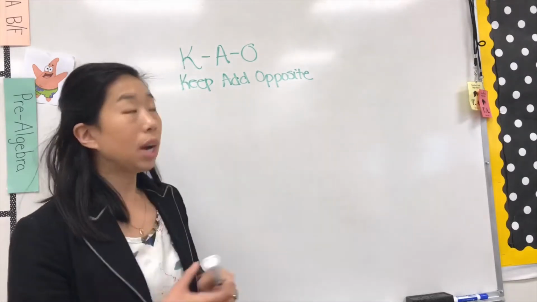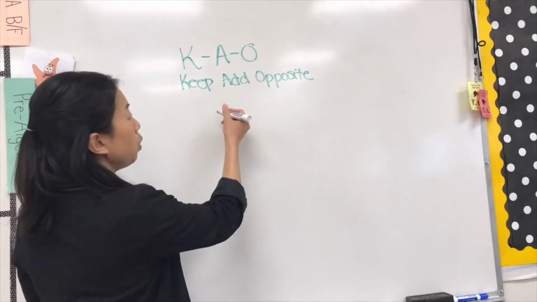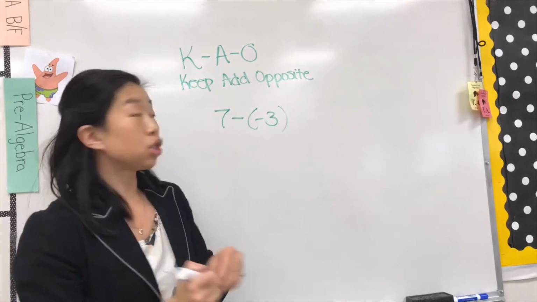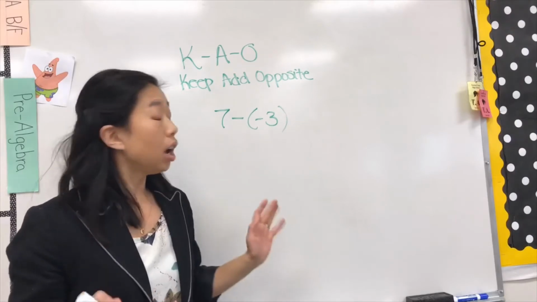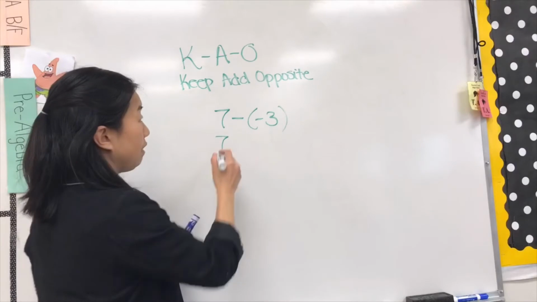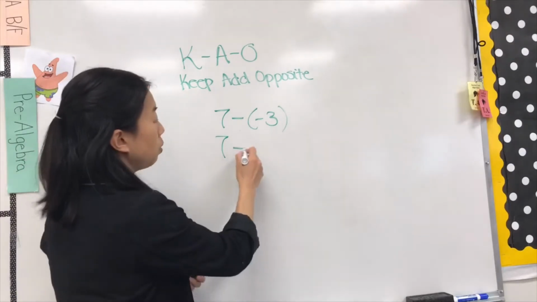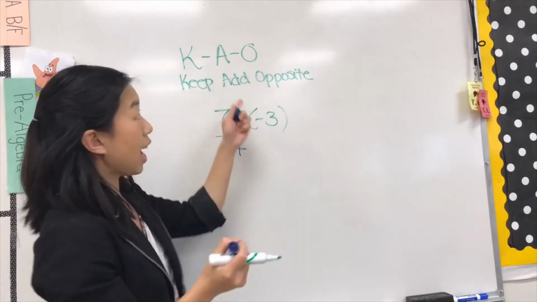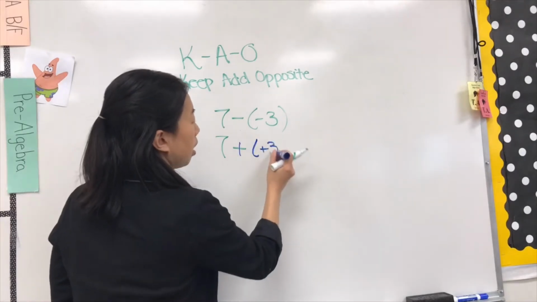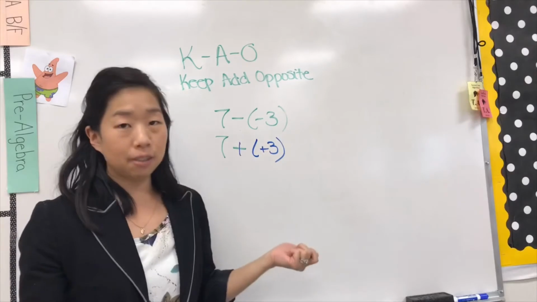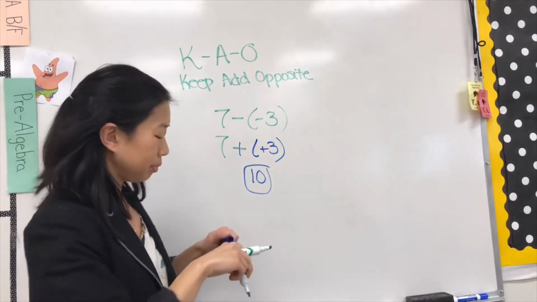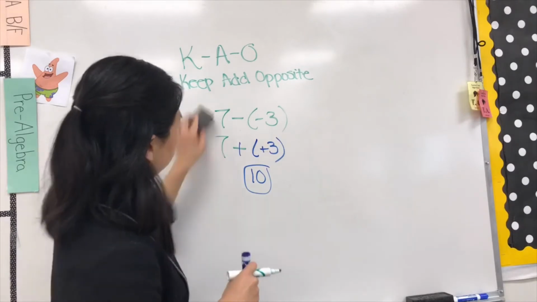So what I'm talking about here is if you have a question like 7 minus -3. Okay, so it says subtraction, but we never are going to subtract. We're going to keep that front number, which is 7. We're going to change our subtract to an add. There's your add. And then what is the opposite of -3? That's going to be +3. So now we have 7 plus 3, which is 10. Simple as that. So let's move on.